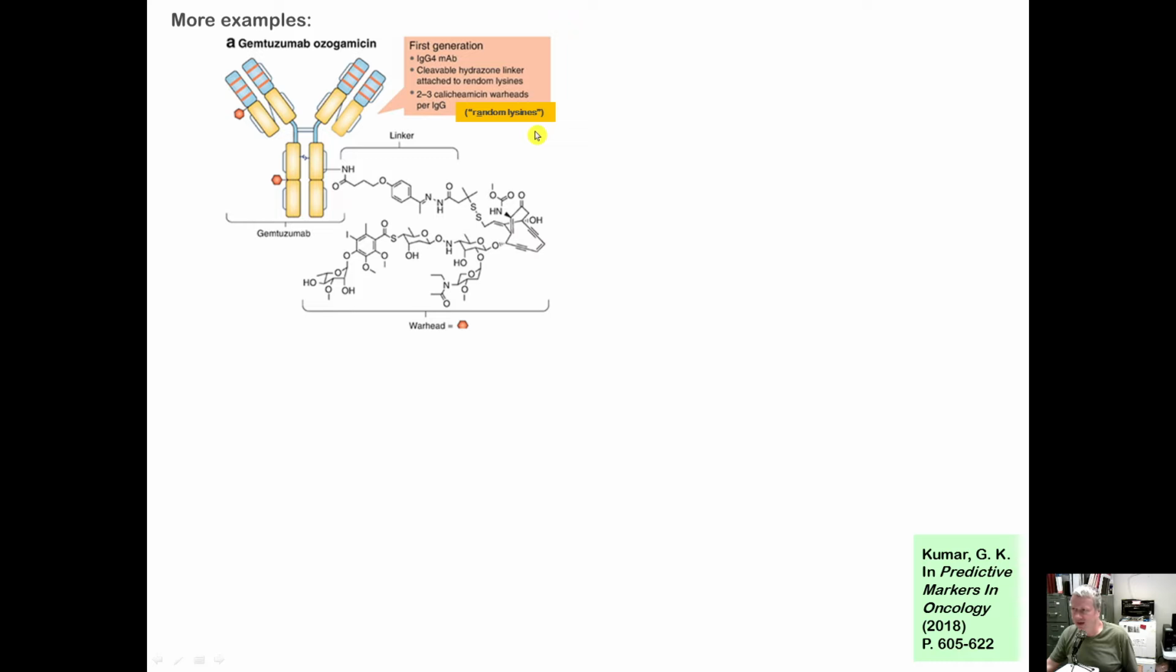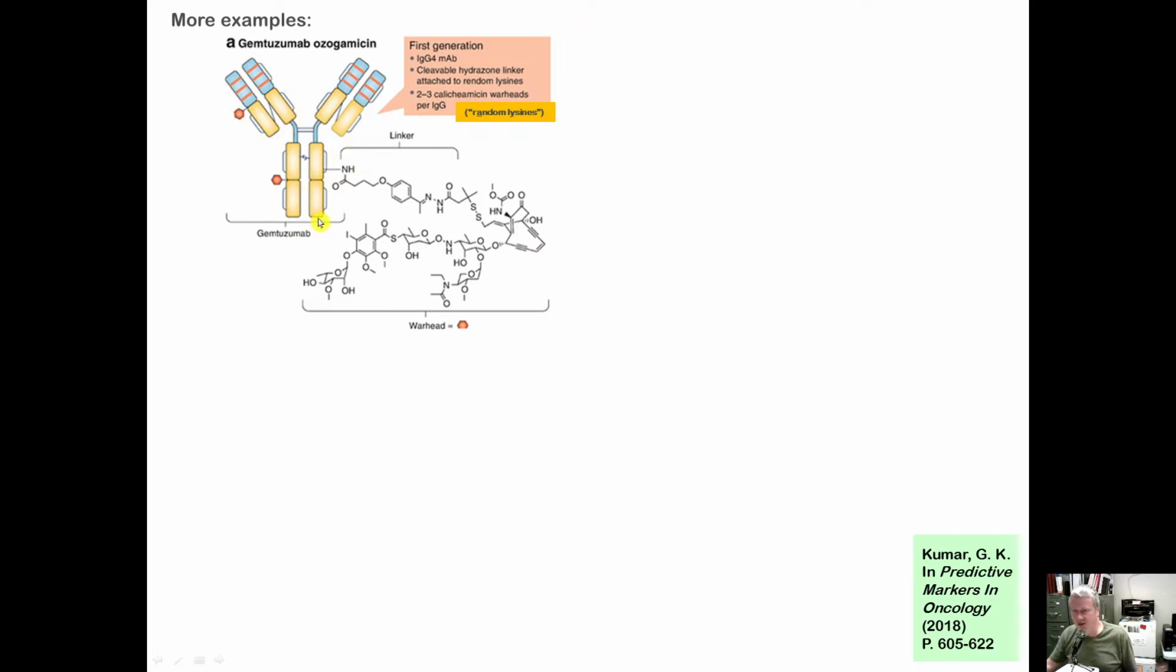Random locations. What do I mean by that? So one of the reasons it's first generation is that the surface of the antibody has some nucleophilic lysine groups, and it says 2 to 3 calicheamicin warheads per antibody immunoglobulin. And what does that mean? Why is it 2? Why is it 3? There are random lysines, and what they do is they take this whole thing and put a leaving group on it, like a succinimide or something, right there, and then expose it to the antibody, and it just gets attached at random locations.